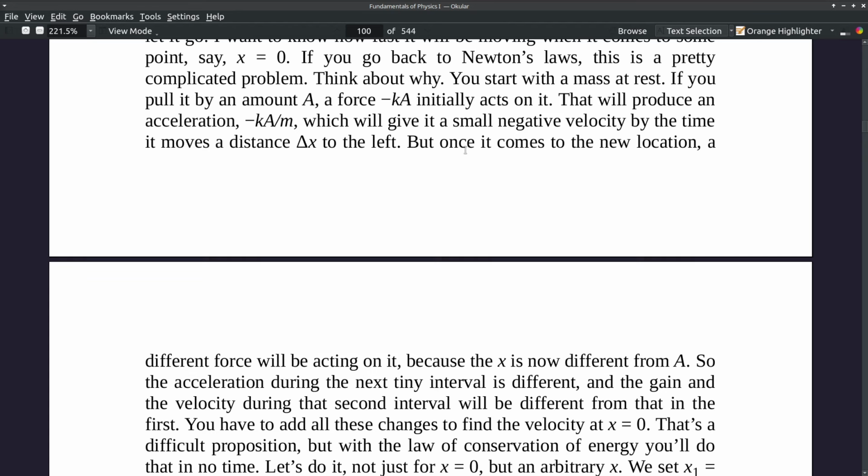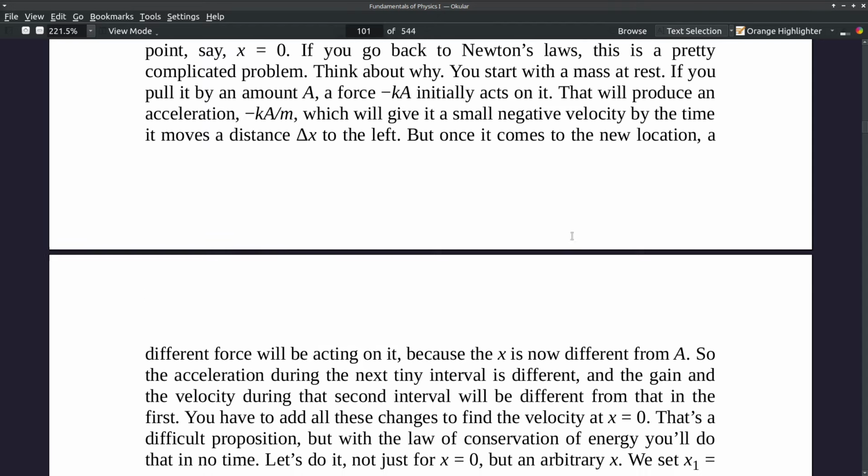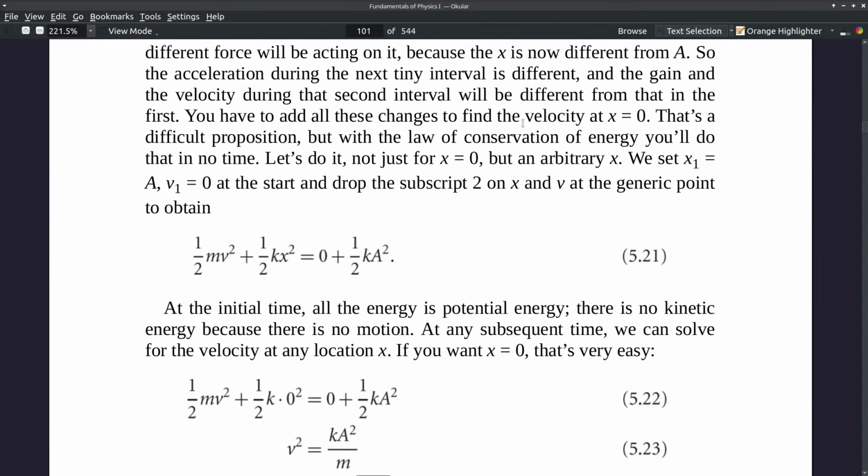But once it comes to the new location, a different force will be acting on it, because the x is now different from A. So the acceleration during the next tiny interval is different, and the gain in the velocity during that second interval will be different from that in the first, and so on and so forth, of course. You have to add all these changes to find the velocity at x equals 0. That's a difficult proposition, but with the law of conservation of energy, you'll do that in no time.